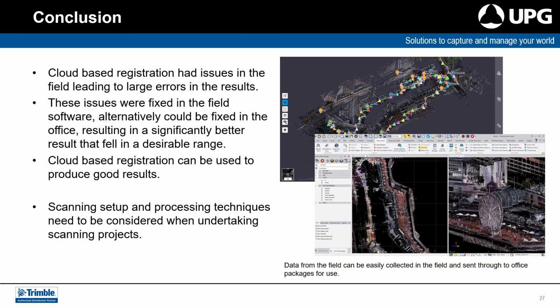The cloud-based registration had issues in the field leading to large errors in the results. These errors could have been picked up as the scan was being done. However, they were identified in the end anyway due to the misclosure that was seen at the last 2 points. The issues were fixed in the field software, but they could have been fixed in the Office software as well, using the different tools that are available in Office software, resulting in a significantly better result that fell within a desirable range for the output.